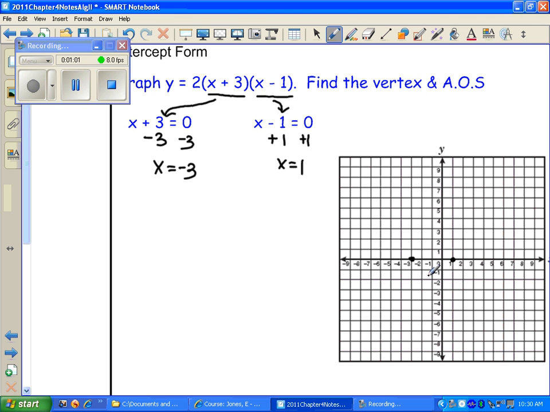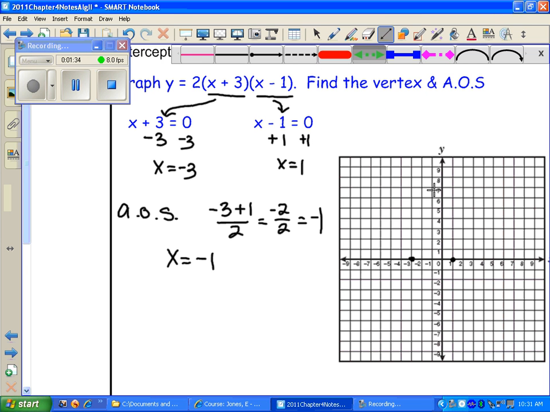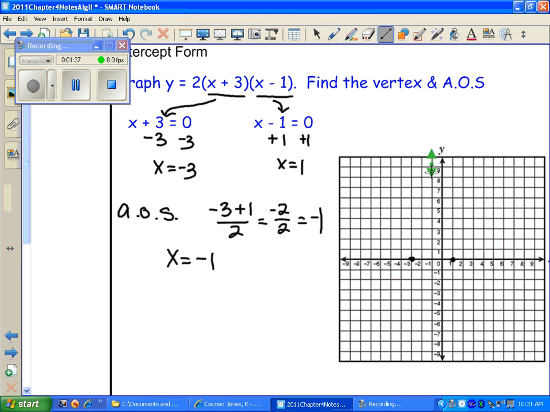To calculate the axis of symmetry, you would use these two values and average them, because remember, the axis of symmetry is like a mirror line. So to calculate your axis of symmetry, you need to add these values and divide by 2 so that you can have an average. -3 and 1 is -2, divided by 2 is -1. This means the axis of symmetry is x equals -1. So I'm going to graph that into my grid here, -1 for my axis of symmetry.